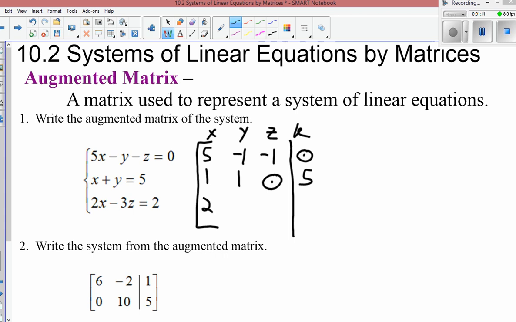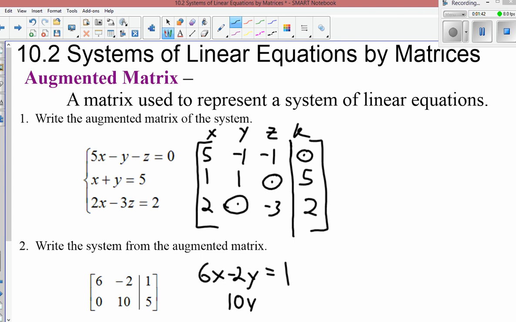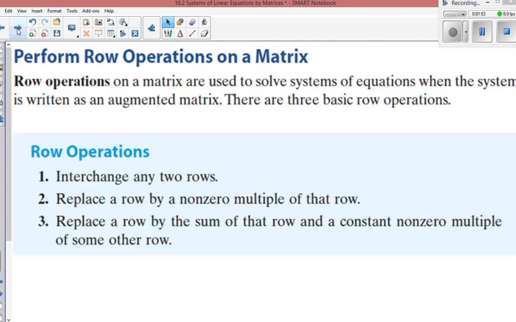I have 2 x's, some 0 y's in that equation, minus 3 z's, and you're going to get 2. That augmented matrix is representing that system of equations. For 2, if I'm given an augmented matrix, I can go ahead and write the system of equations. I can get that 6x minus 2y is equal to 1, and 10y is equal to 5. So I can go both ways: looking at my augmented matrix and putting it into a system of equations, and vice versa.